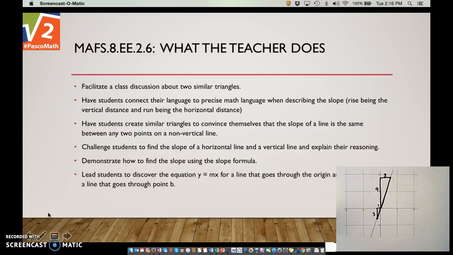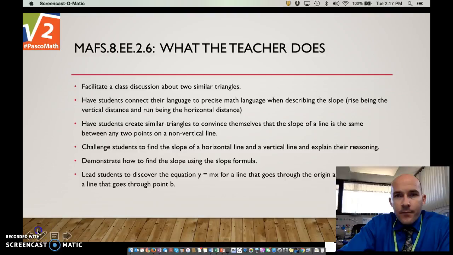Demonstrate how to find the slope using the formula. This isn't something they just magically know. Of course, we want to make sense of it through these contexts, but then also show them the formula, and give them practice with that, and lead students to discover the equation y equals mx for a line that goes through the origin, and y equals mx plus b for a line that goes through point b.